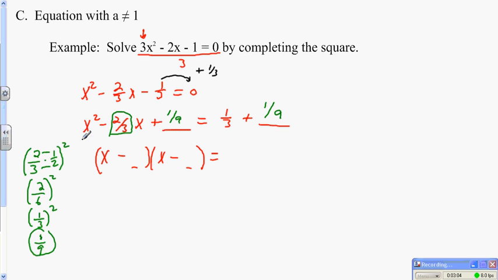So in this case then, half of 2/3 is 1/3. On the right side, we do have to add the fractions by having a common denominator. That would give us 3/9 plus 1/9, which gives us 4/9.